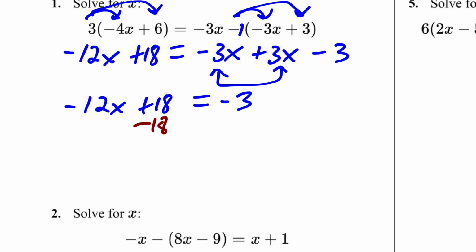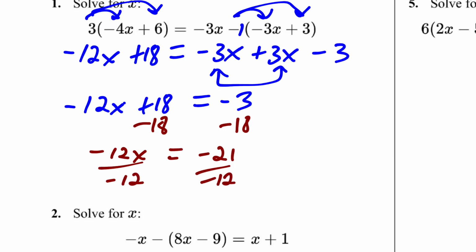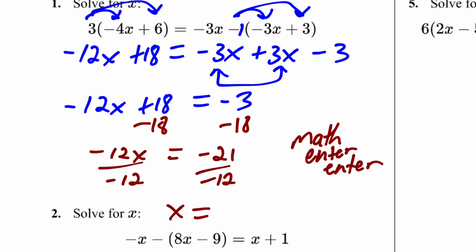If I subtract 18 from both sides, I have negative 12x is equal to negative 21. If I divide both sides by a negative 12, I can press Math, Enter, Enter on my calculator to reduce the fraction to its lowest form, and I get x is equal to 7/4.